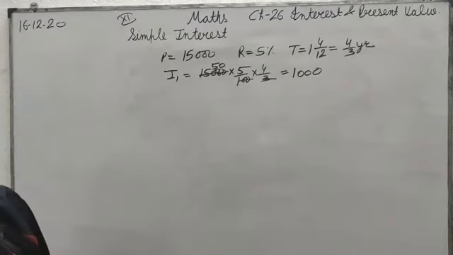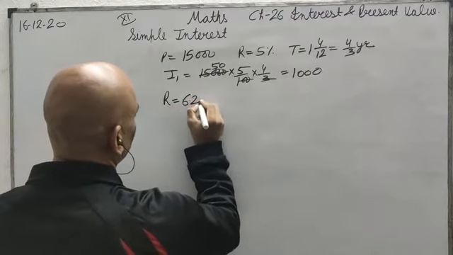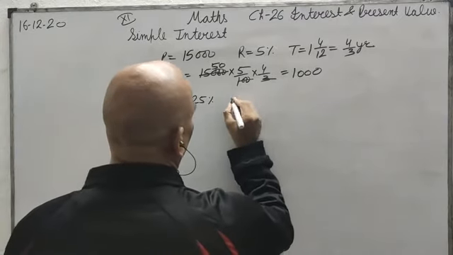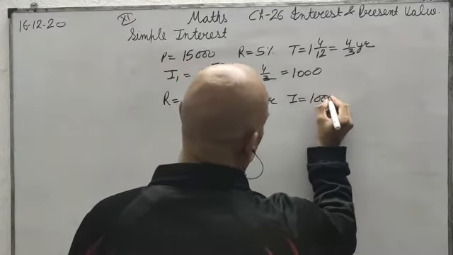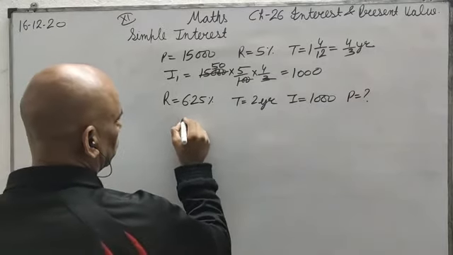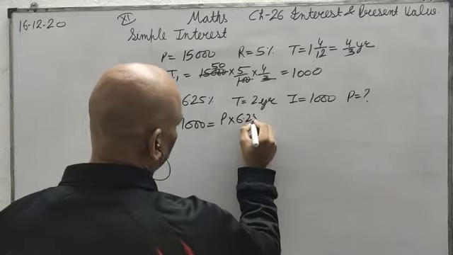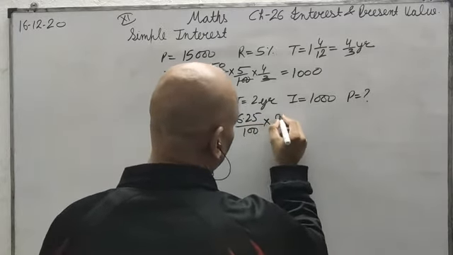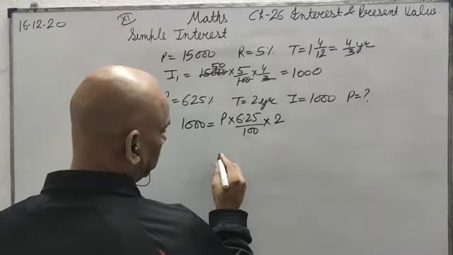Now he is saying this same interest should be earned by another sum at 6.25% in 2 years. So rate is 6.25%. Time is 2 years. Interest is this 1,000. Principal he is looking for. So 1,000 is equal to principal into 6.25 upon 100 into 2. So 100 will go to that side.